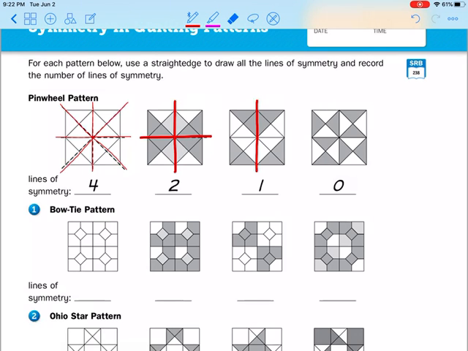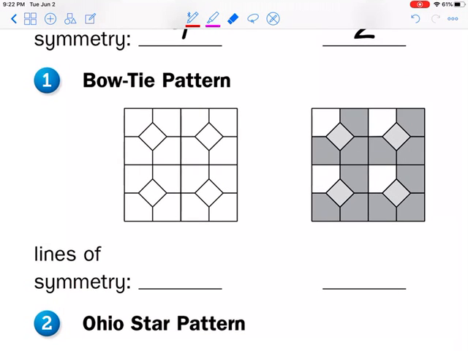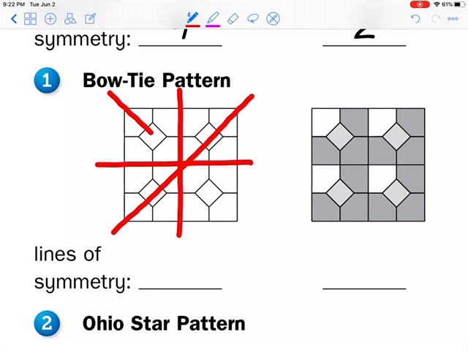So let's look at the bow tie pattern. So this first one has 4 lines of symmetry. And you'll notice it has no color and all the pattern is the same. So it has one vertically, horizontally, and it has 2 diagonal lines of symmetry. So you would do the lines hopefully with a ruler so you can do them a little better than Miss Mold is doing them. And you would write 4 for 4 lines of symmetry.